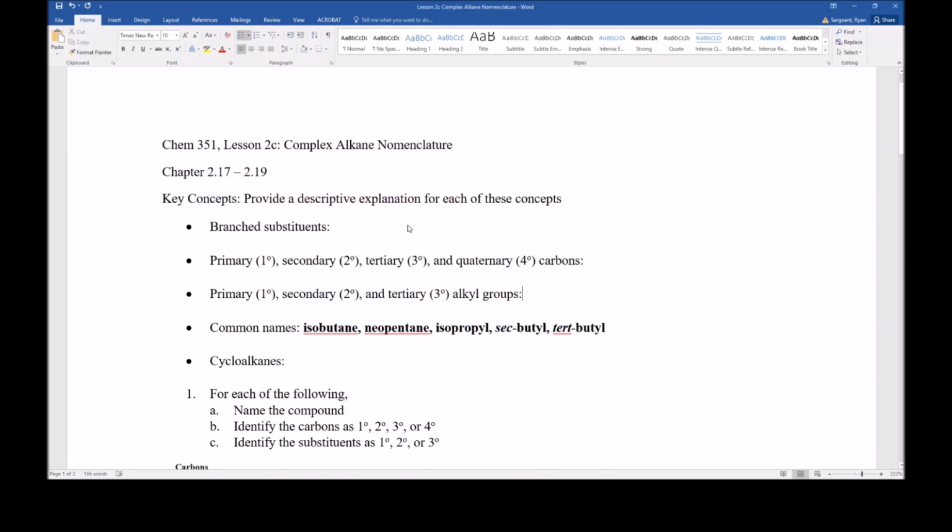Let's take a minute and back up a second to look at the key concepts and provide some descriptive explanations. So branched substituents are substituents off the parent chain that have their own branches. And that's kind of what we've been looking at, the nomenclature for these ones today. Primary, secondary, tertiary, and quaternary carbons are bound to 1 carbon, 2 carbons, 3 carbons or 4 carbons respectively.